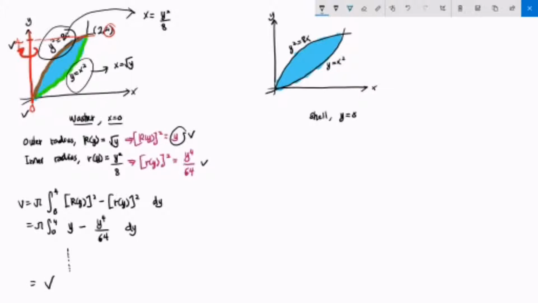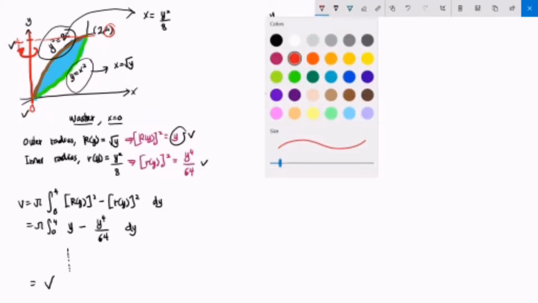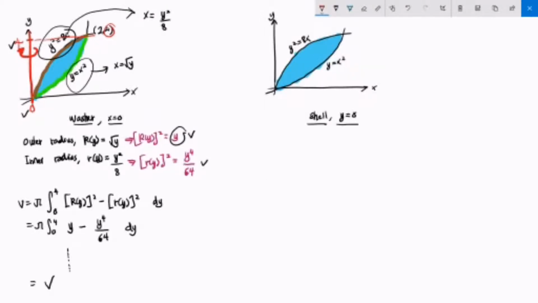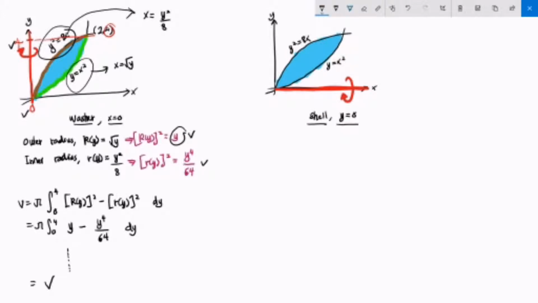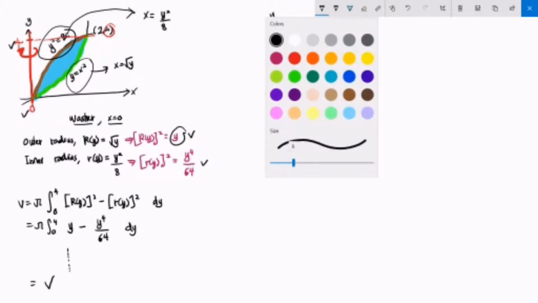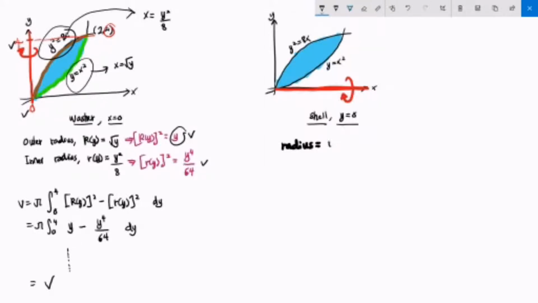But now we want to find the volume using the shell method, revolved about y equal to 0. So let's first determine the axis of rotation. Of course, y equal to 0 is this x-axis, meaning that we want to rotate something like this. In this shell method, we have to find the radius and also the height. In this case, the radius is given by y minus 0, so we get y. So the radius is y.